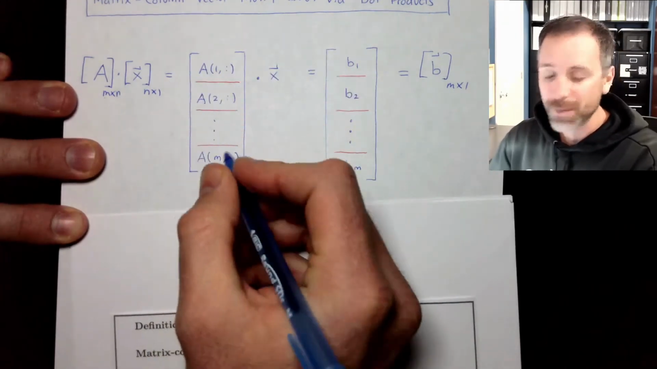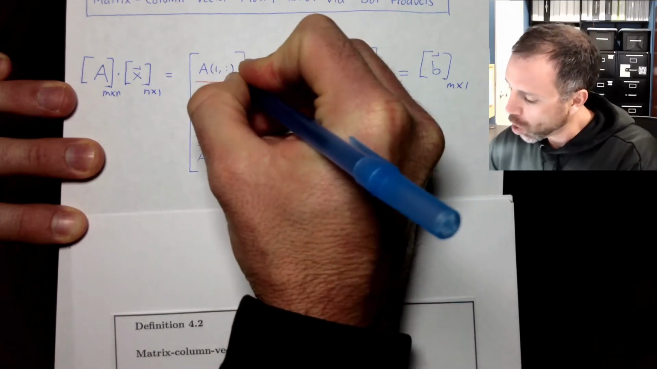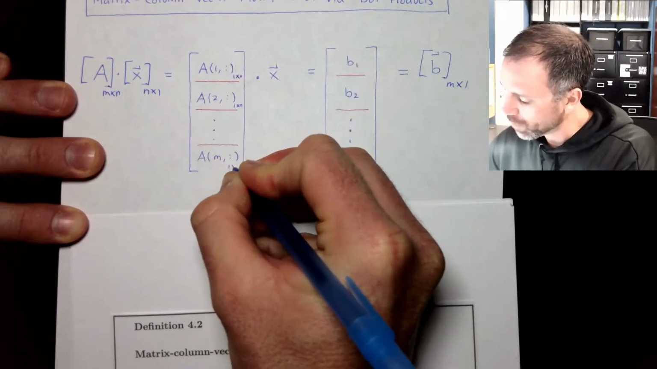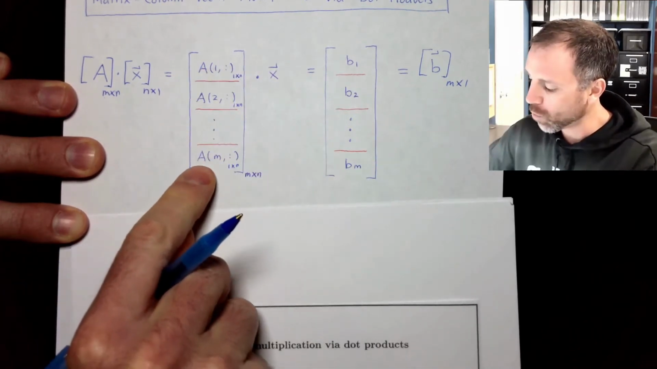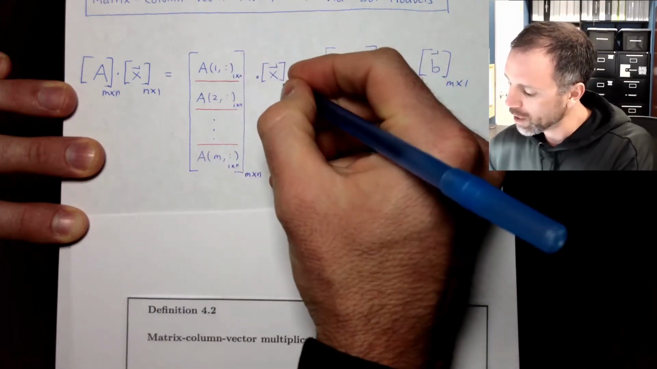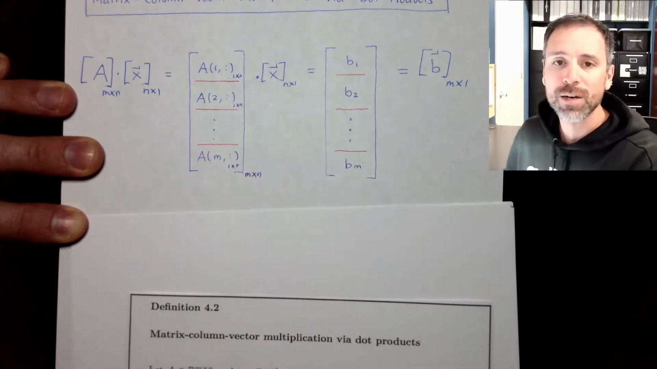Remember, this entire matrix that we've cut up into rows is an m by n, which means each individual row is a 1 by n. So each of these things, row 1 is a 1 by n, row 2 is a 1 by n, and then row m of A is a 1 by n. And then, of course, this vector over here is going to be an n by 1 given our definition, and then each one of those is going to be a scalar.